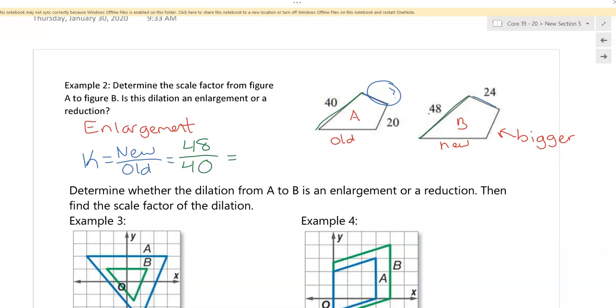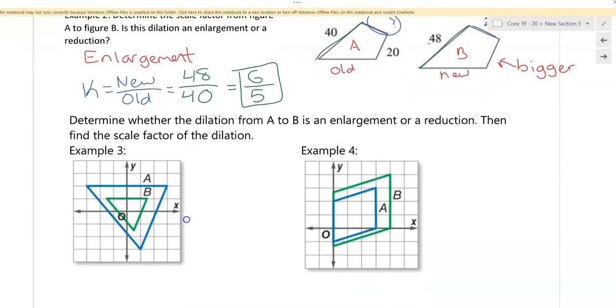Which does reduce, so we want to make sure we're reducing our fractions to 6/5. So 6 over 5.